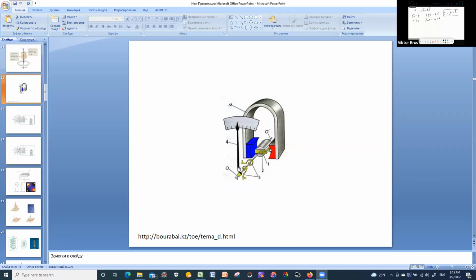Since ammeters are connected in series, as opposed to voltmeters, the resistance of this current loop should be very small, much smaller than the resistance of the electric circuit itself. So in that case, when we connect it in series, the same electric current which flows through the electric circuit will flow through this current loop.